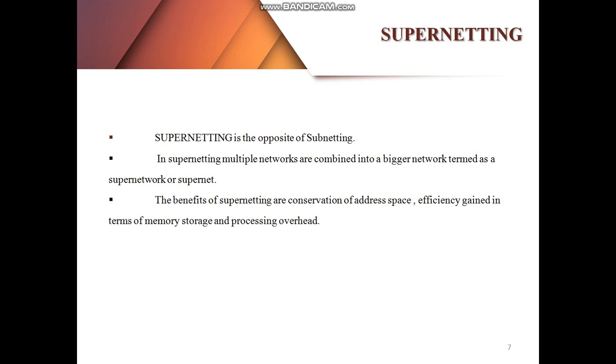In this lecture we have studied what a subnet is, what the necessity for a subnet is, and what benefits we achieve because of subnetting. We considered an example of why subnetting is necessary. Then we studied what a subnet mask is, how it is calculated, and supernetting.